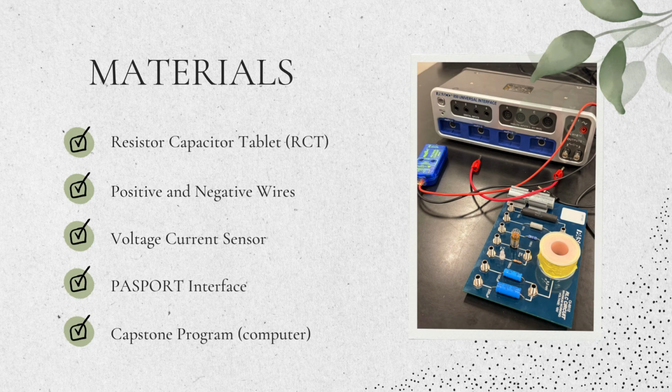The materials we used for this experiment were a 33 ohm resistor, one or two capacitors, positive and negative wires, a Pasco voltage and current sensor, a Pasco interface, an RC circuit tablet, the Capstone program on the computer, and a calculator for the calculations. These materials helped us measure voltage changes and visualize how the capacitor will behave over time.